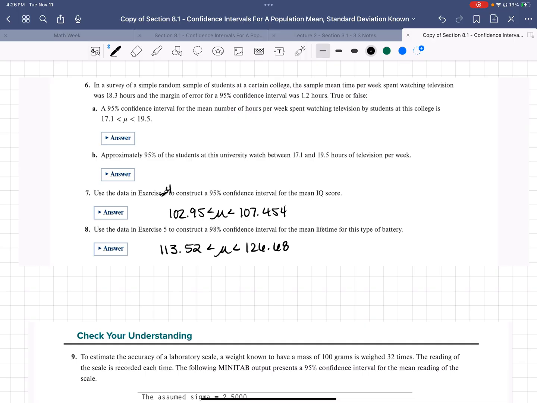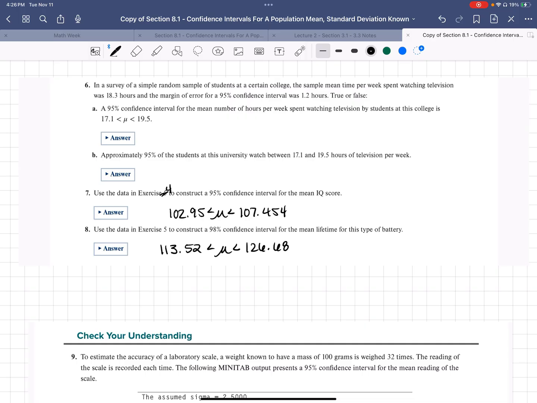Let's see what 6 says. Oh, we're doing true and false. Okay, so it says in a survey of a simple random sample of students at a certain college, the sample mean times per week spent watching television was 18.3 hours, and the margin of error for a 95% confidence interval is 1.2 hours. True or false?